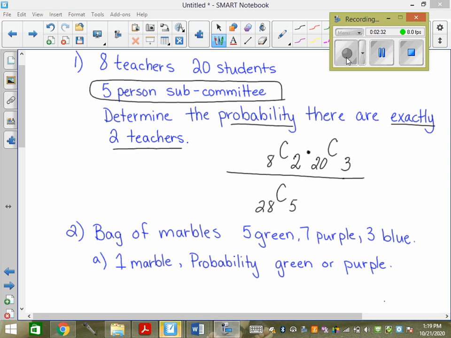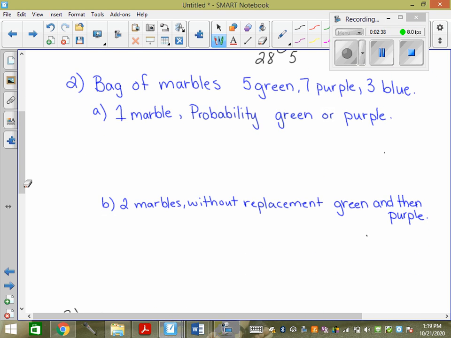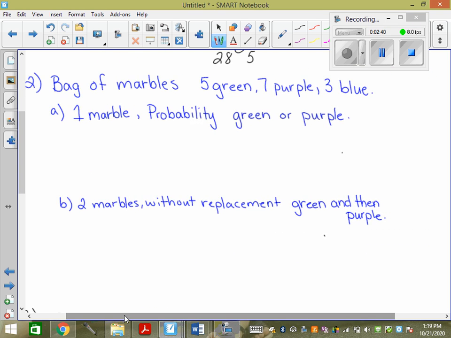Okay? Number 2. Number 2 has 2 questions, totally different questions here. So number 2 says, a bag of marbles has 5 green, 7 purple, and 3 blue. Okay? Question 1, or 2A, has 1 marble being chosen. The probability it's green or purple.